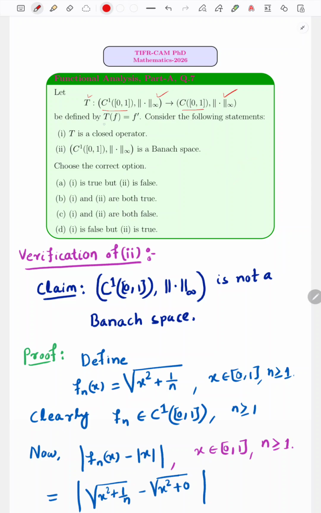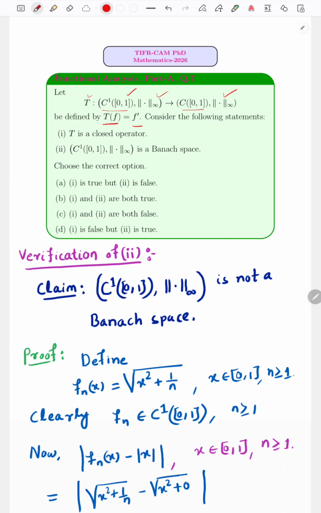and the operator T is defined in this way. T of f is equal to f dash. Clearly this function is well defined, since the domain contains the set of all functions which are continuously differentiable. Continuously differentiable means the function itself is differentiable and its derivative is also continuous. So the operator T is well defined, so there is no problem.